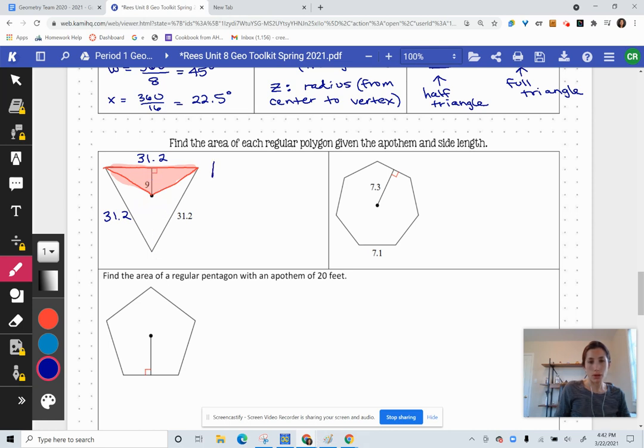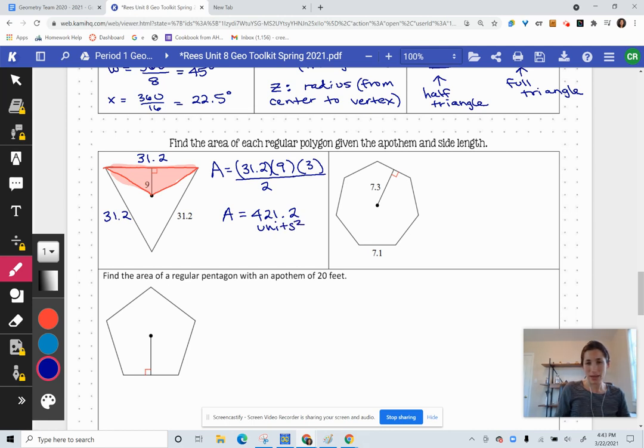So our total area for this shape is the base, 31.2, multiplied with our height, which is 9, divided by 2. Now, if I just did that, that would be the area for this red triangle, but we said we had 3 of them, so I'm going to multiply by 3. So our total area is going to equal 421.2. And since we don't have units here, we'll just put units squared.